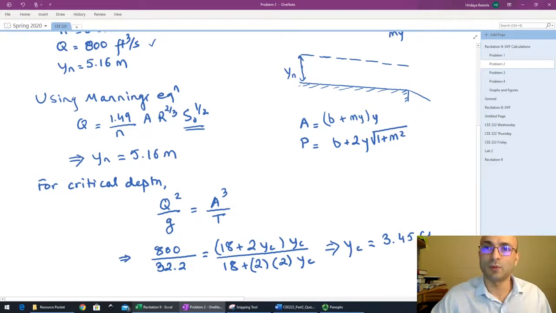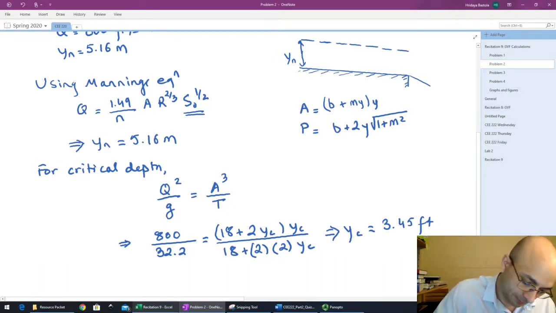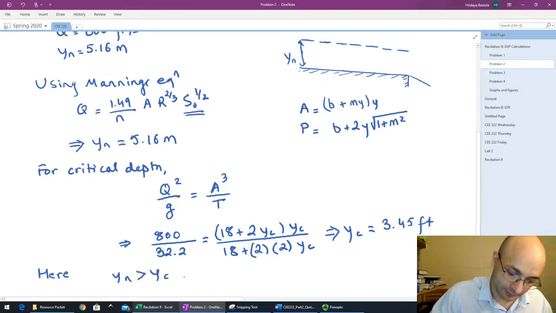Once we have normal depth and critical depth, then we can assess if it's mild or critical or steep or any other channel. Here y normal is greater than y critical, so that makes it a mild channel.